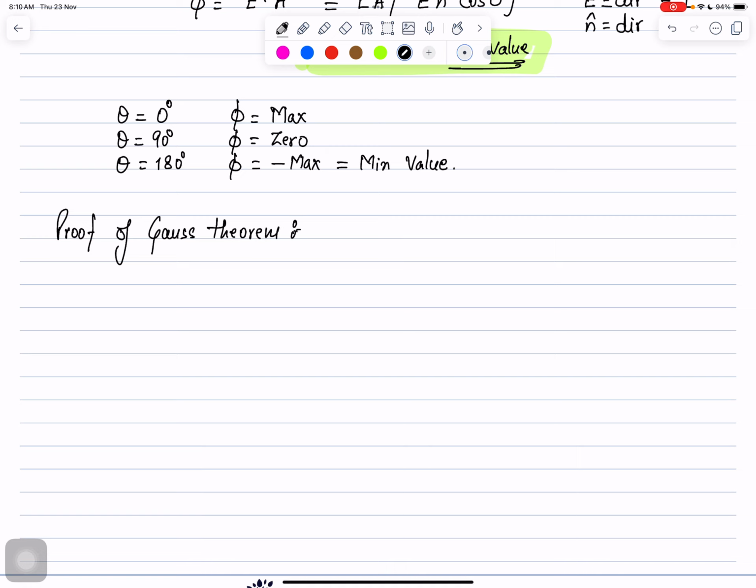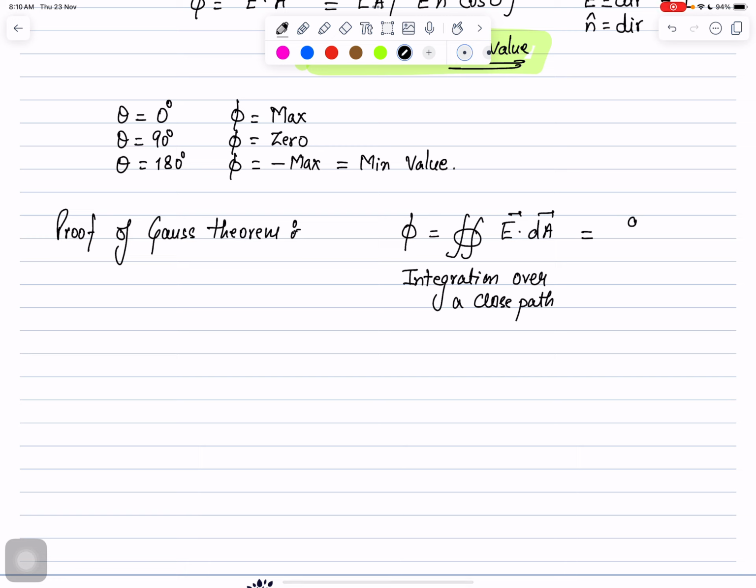So guys, what we need to prove? Flux equals integration over a closed path E dot dA should be equal to Q net divided by epsilon naught. Clear? Now it's very easy, guys.